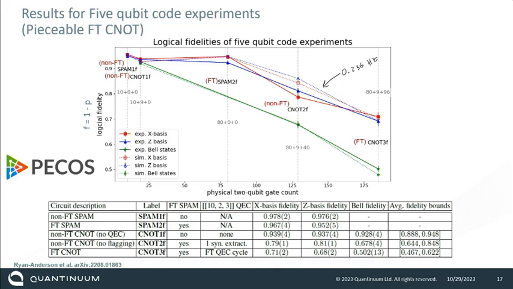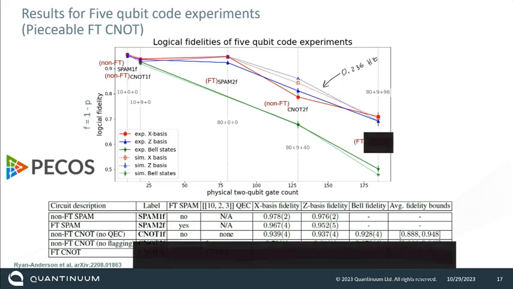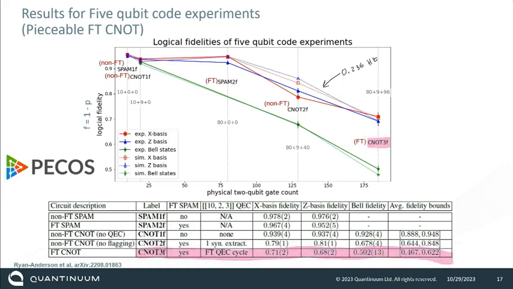Experimentalists tend to like to talk in terms of fidelity. I won't go through all these different points, I'll just highlight a few. This point all the way on the right, or set of points, is the full fault-tolerant gadgetry version of the experiment. We can see that the completely random is around 25% fidelity, so we're above that. For the X and Z basis, we're around 70%. For the Bell states, we're around 50.